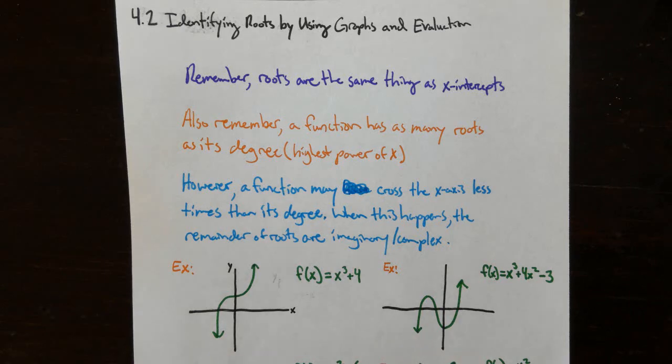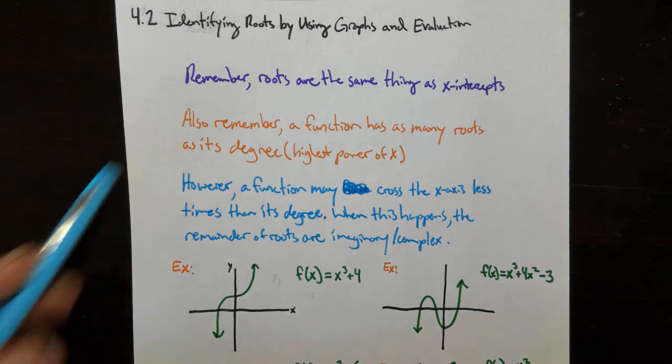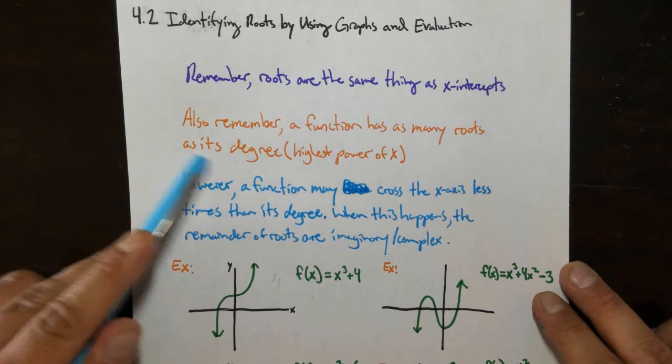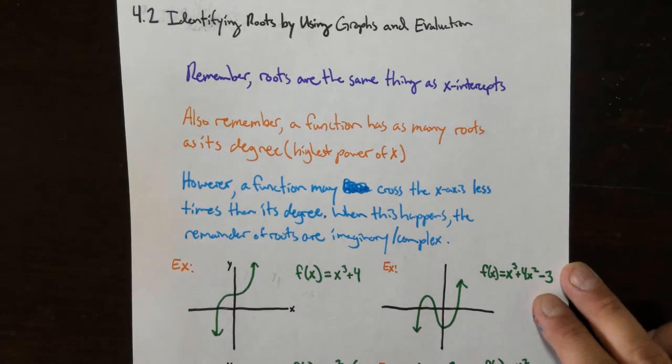Hello class, today we'll be identifying roots by using graphs and by evaluating. So remember that roots are the same thing as x-intercepts, well, kind of, and I'll talk about that in a moment. But think about roots as being where a function crosses the x-axis, okay? Also, remember that a function has as many roots as its degree. And remember, a degree is the highest power of x.